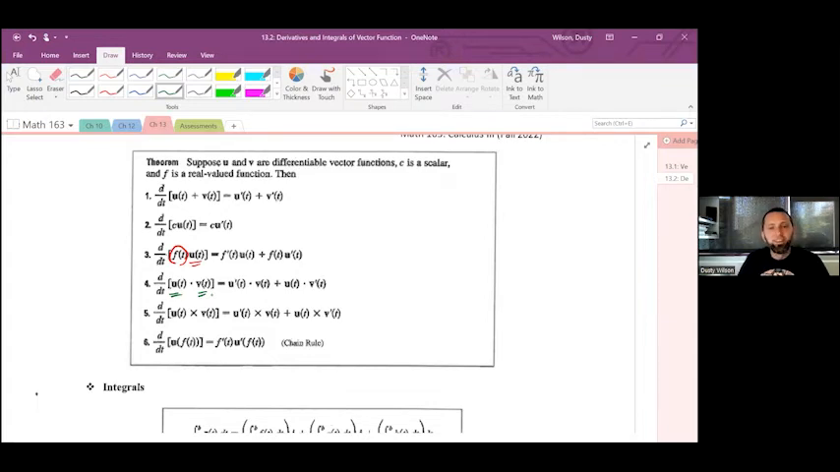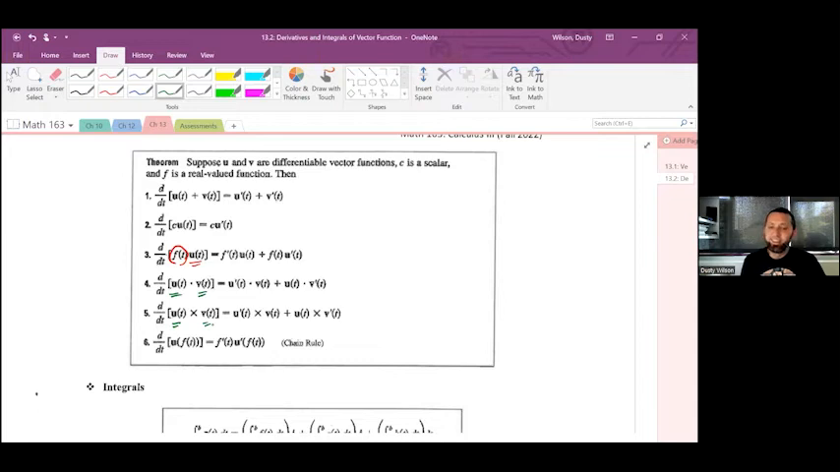5, d/dt of u(t) cross v(t) equals u'(t) cross v(t) plus u(t) cross v'(t). Notice again, u(t) is a vector valued function, v(t) is a vector valued function, and what you get out is exactly what you would expect if you use the product rule. So the cross product works the way you'd expect it to, namely using the product rule.